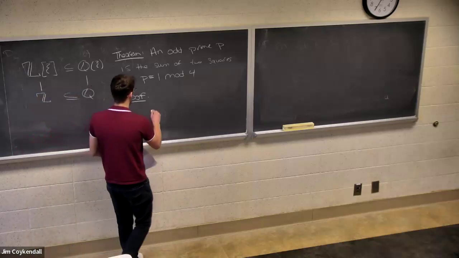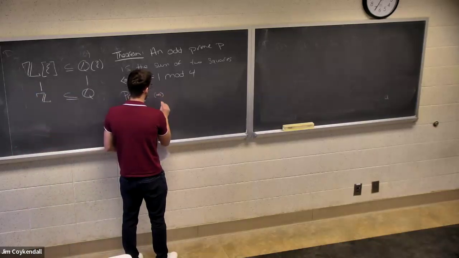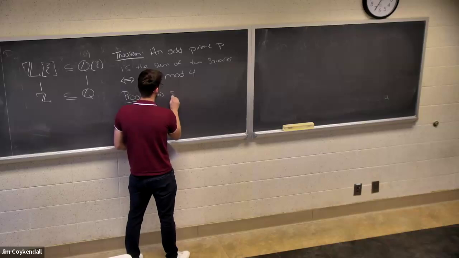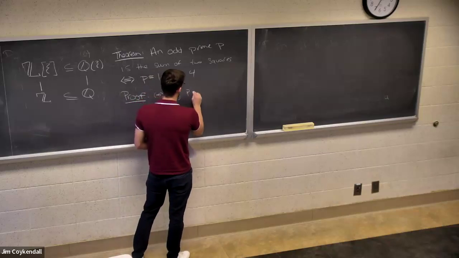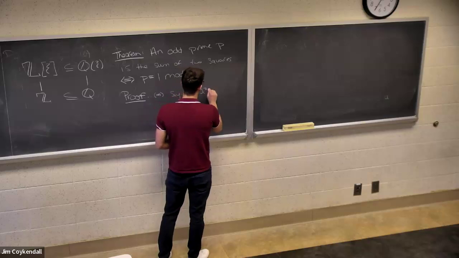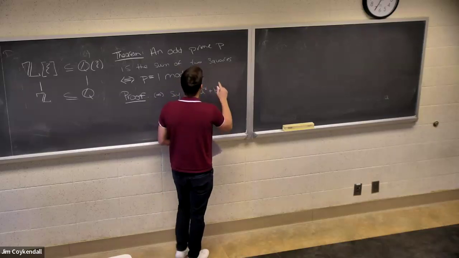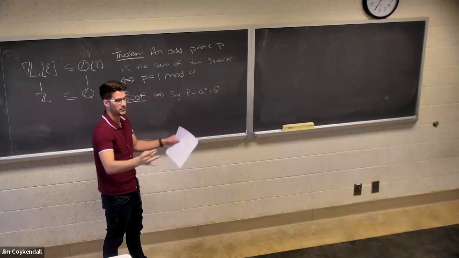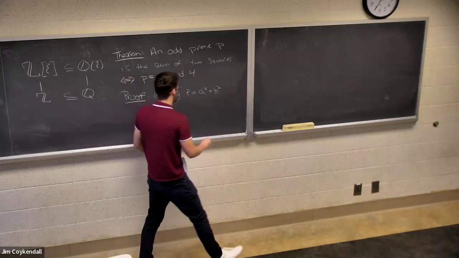Forward is going to be easier. So let's say that p is equal to a squared plus b squared for some integers a and b. And right, when I say prime here, I mean rational prime. So I just mean integer, like our normal primes.